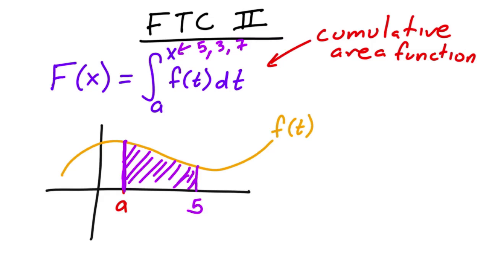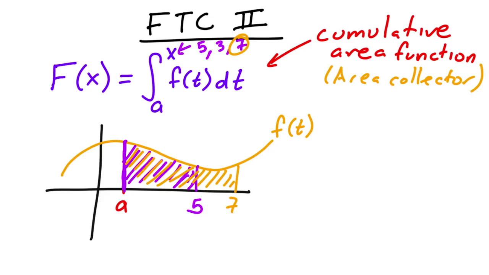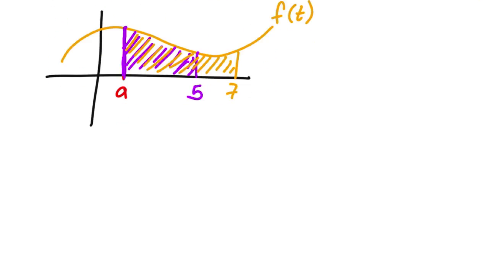But then if you plug in, for example, 7, well then now you're asking it to find the area from A to 7, so it'll collect all of that. So it's basically an area collector. Okay, so that's the way to think about it. Okay, so let me show you an example of what this looks like.